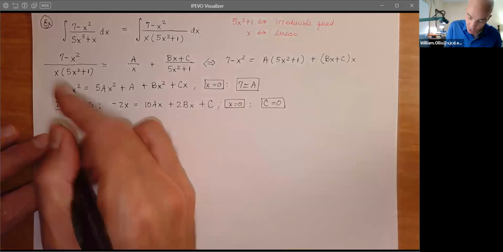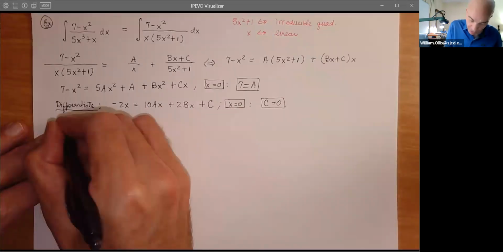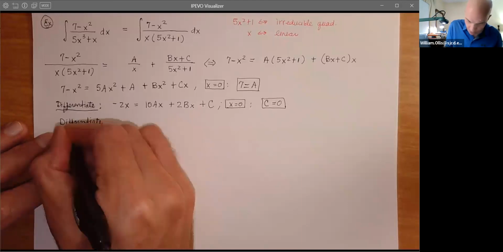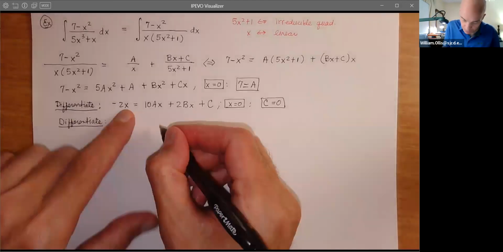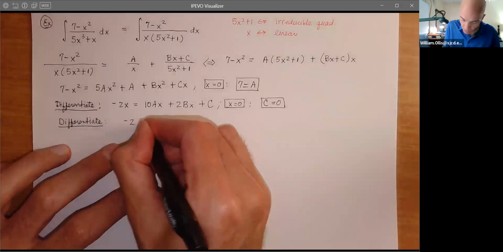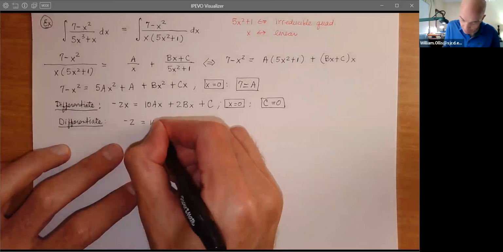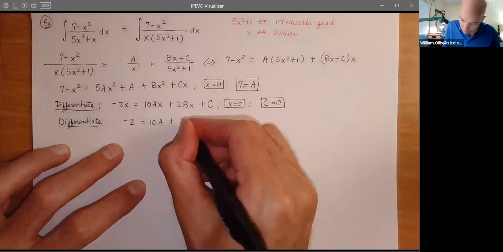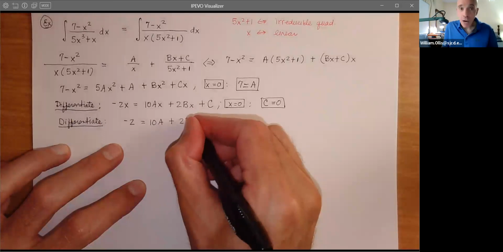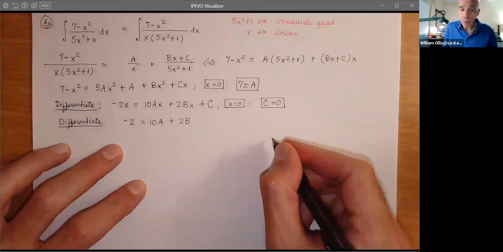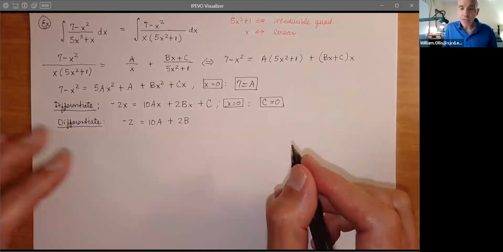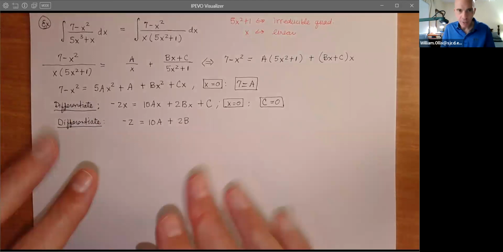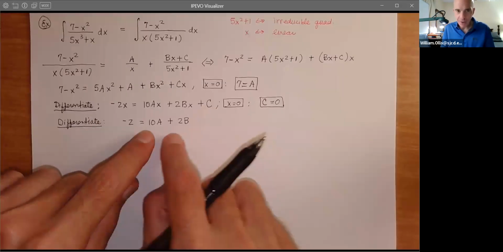So now let's differentiate again because we're lazy. Differentiate. So we get negative 2 equals 10a plus 2b. And now what we want to do is figure out what b is. Now, here's the thing, and this is where you're thinking, oh, okay, I see, Professor Ron. So we know what a is, and we can find b.